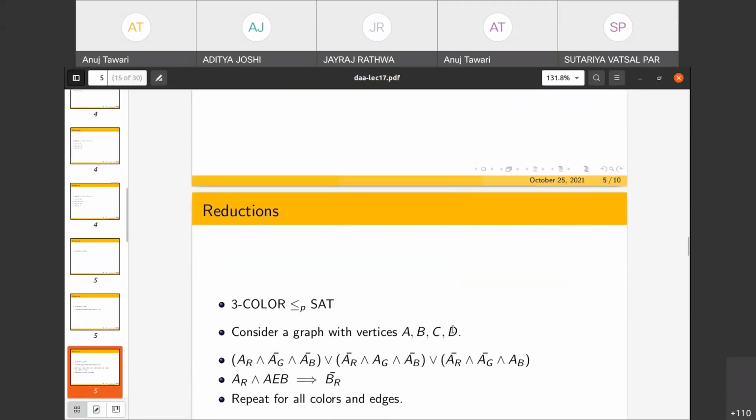Okay. So what was our first constraint? It is that every vertex should receive exactly 1 color. Okay. So how are we going to write this? We introduce these variables AR, AG, AB, such that AR means that A is colored red, AG means A is colored green, and AB means A is colored blue.